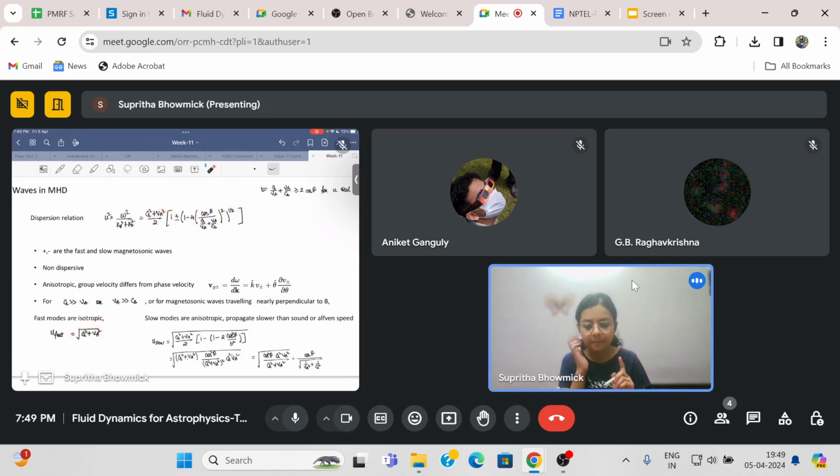What does this mean? That in this limit, fast waves are isotropic. Later on, you will see that effectively it does not matter whether you're working in this limit or you're working where Va and Cs are comparable. Fast modes are mostly isotropic, very nearly isotropic, okay? And they travel with Cs or Va, whichever is bigger, whichever is greater.